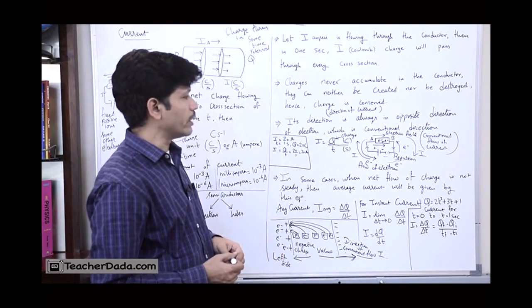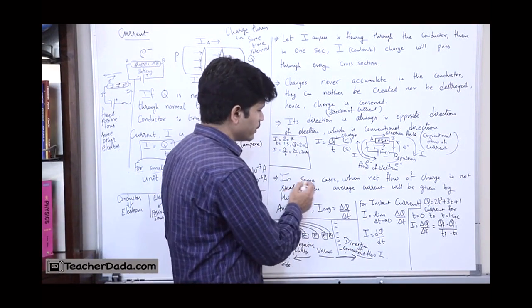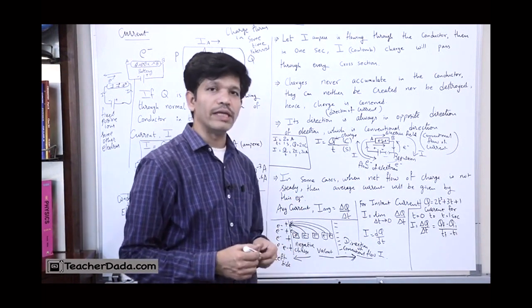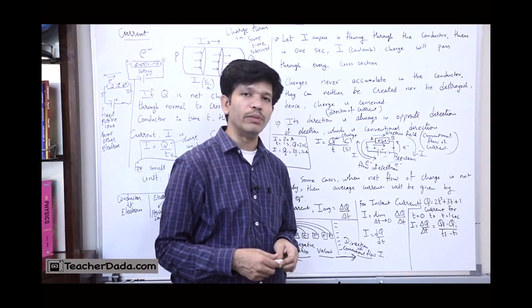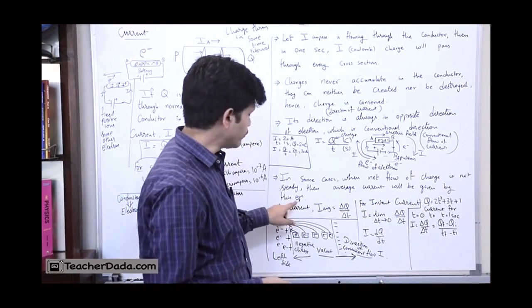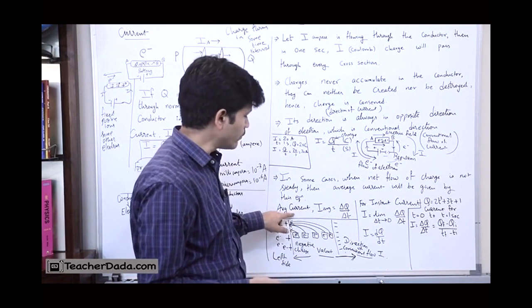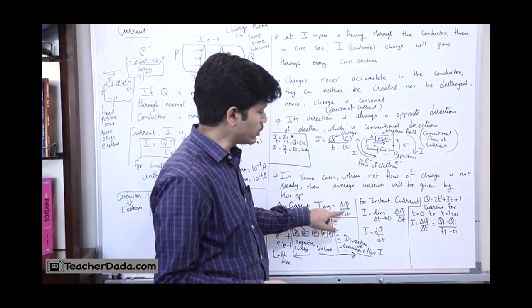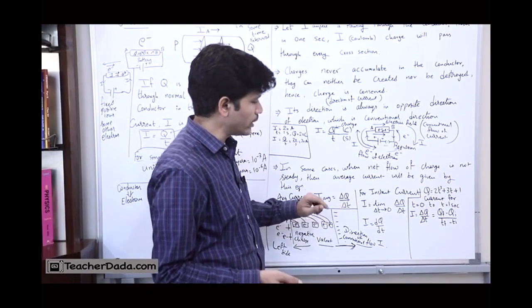Now let us try to understand the next point. In some cases, when net flow of charge is not steady, meaning the net flow of charge is always changing per second, then average current will be given by which formula? So average current, I average, is equal to change in charge upon change in time, that is delta Q by delta T.